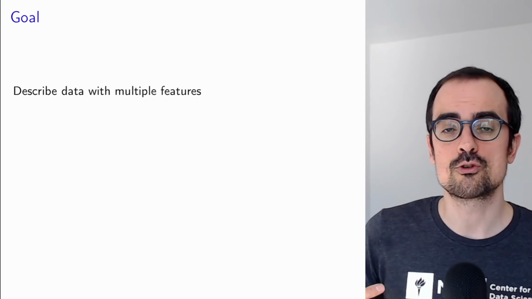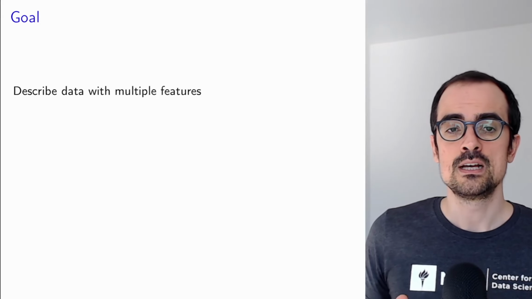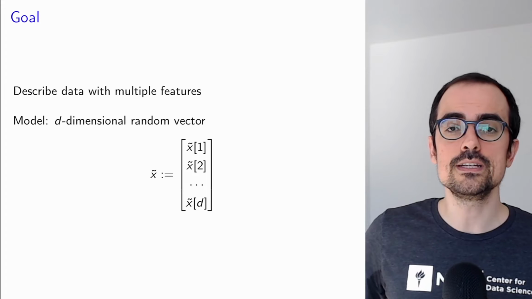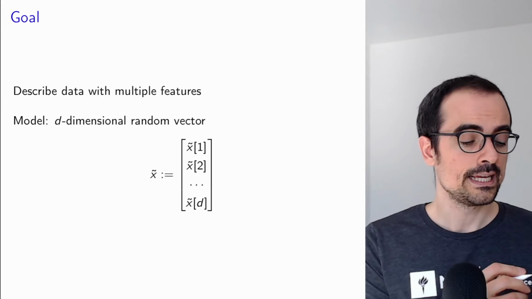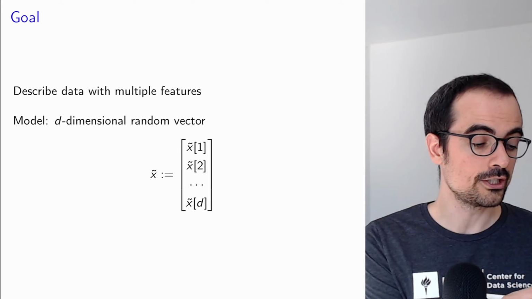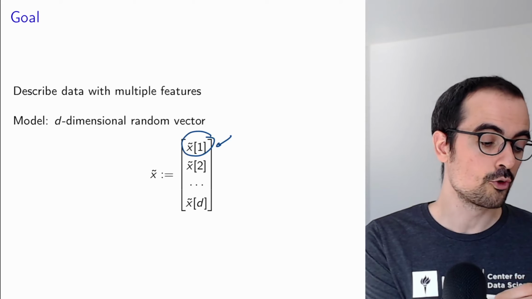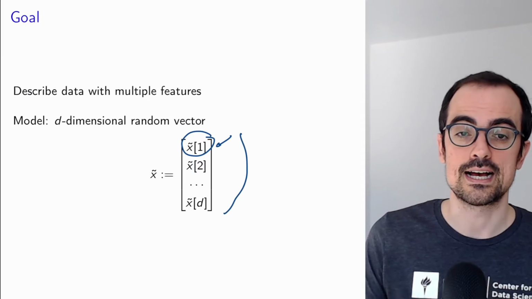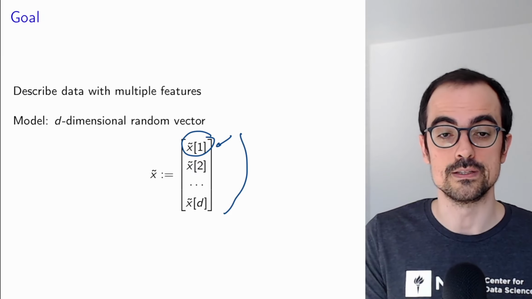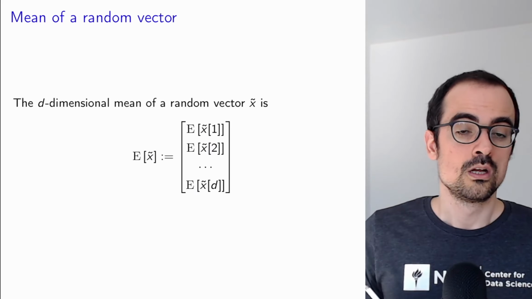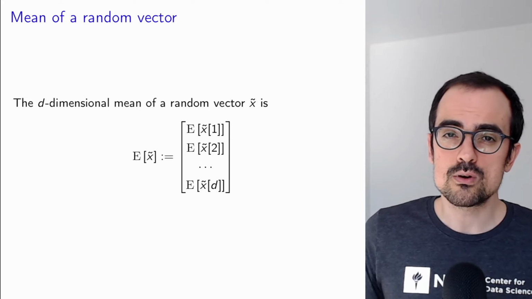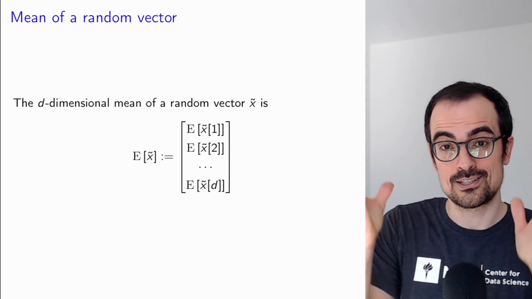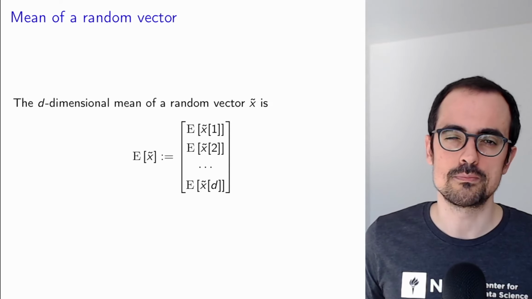Our goal is to describe data with multiple features. A very useful way to model data with multiple features, which is uncertain, is to model each entry, each feature, as a random variable, and then group all of the random variables into a random vector, which in this case has d entries because we have d features. And now what we're going to worry about is how can we understand the structure of a random vector that has so many features. It's not completely obvious.